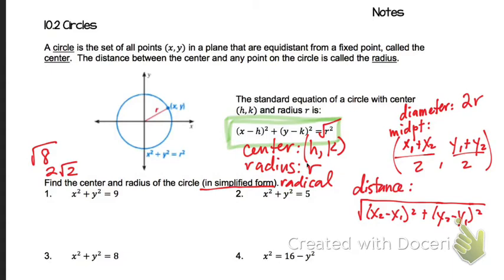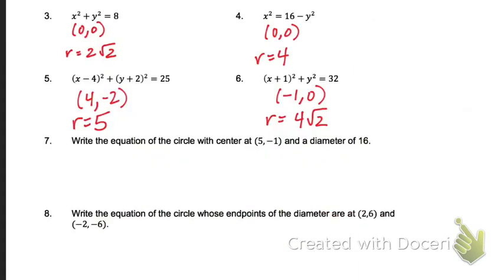So number 1, my center is where? There's nothing there. We assume that it is (0, 0). And my radius is 3. Yes, square root of 9. Number 2, (0, 0), and my radius is square root of 5, and there's really nothing I can do to that. All right, any questions about 3 through 6? Remember that you do take the opposite sign.